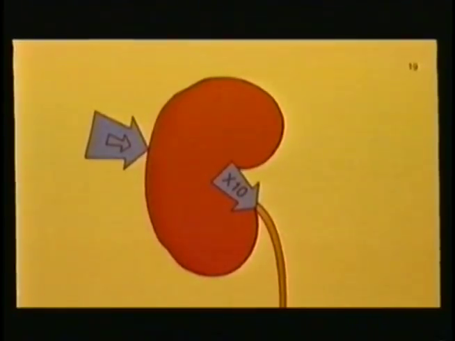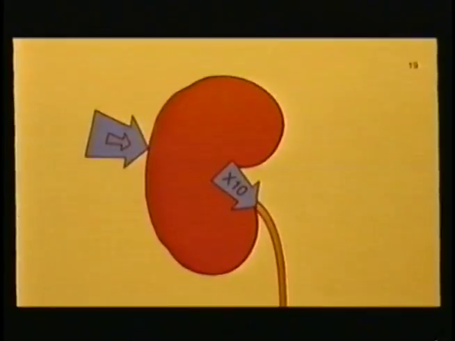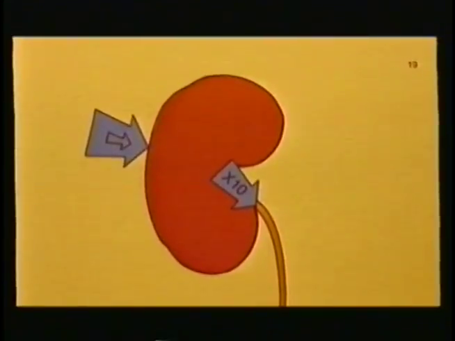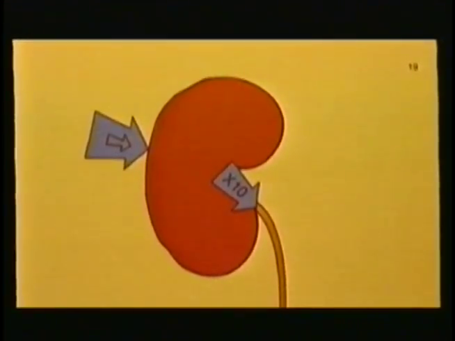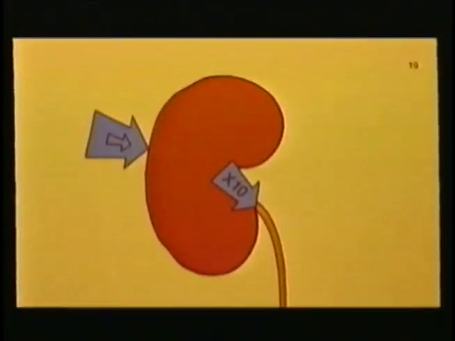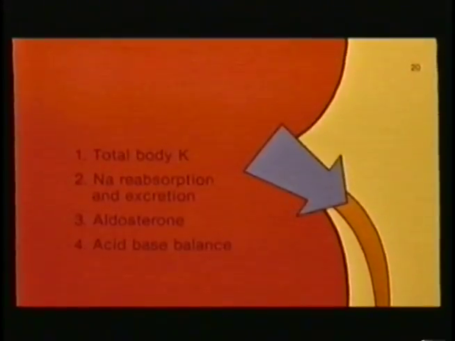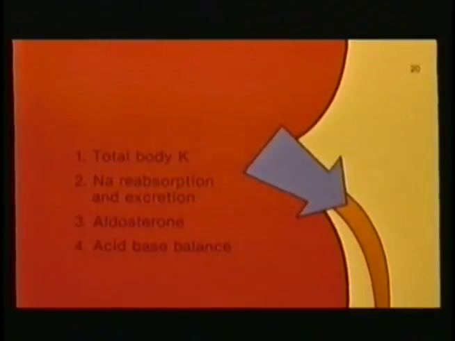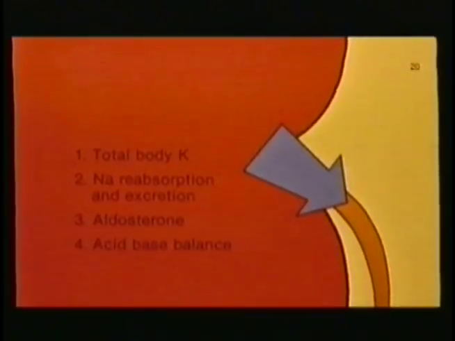Renal mechanisms operate to maintain potassium balance. The kidney is able to adapt to wide variations in potassium intake by varying potassium excretion as much as 10-fold from usual rates.